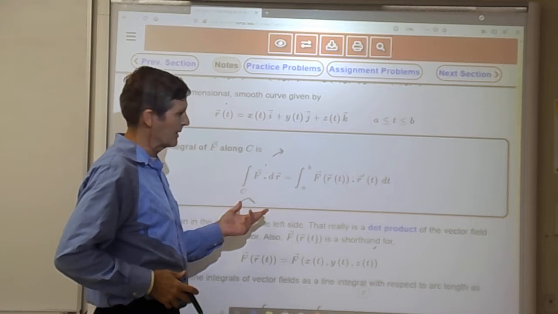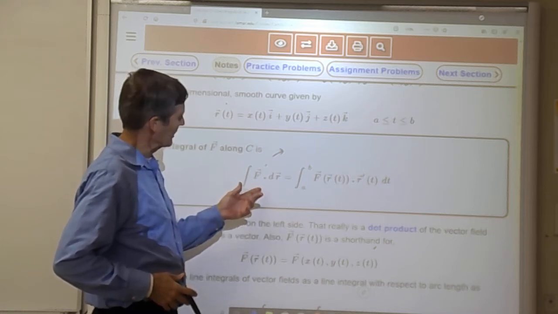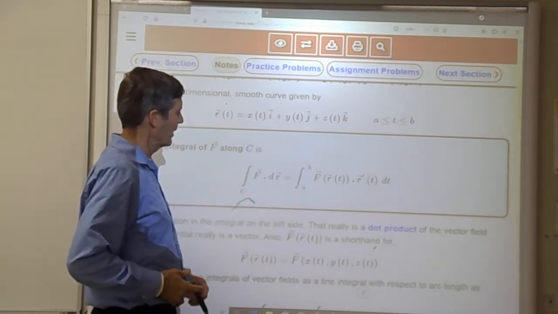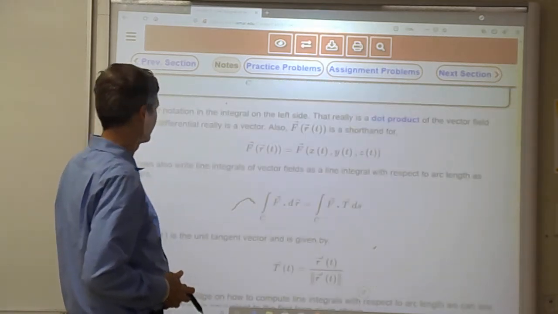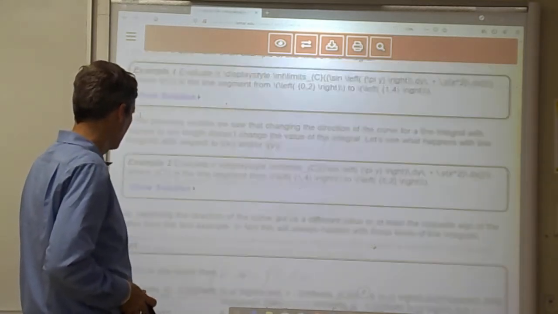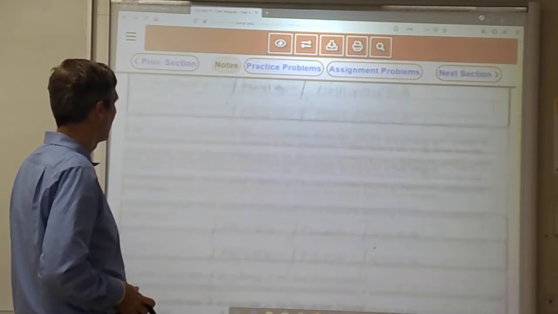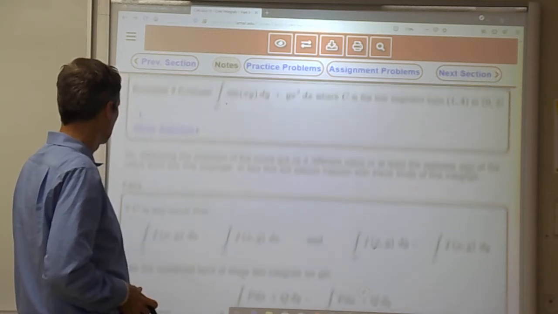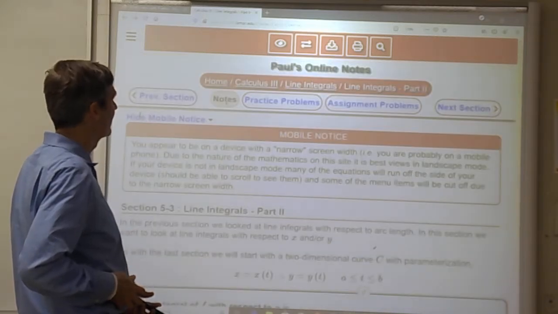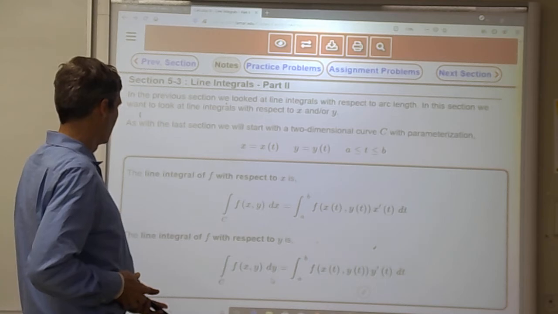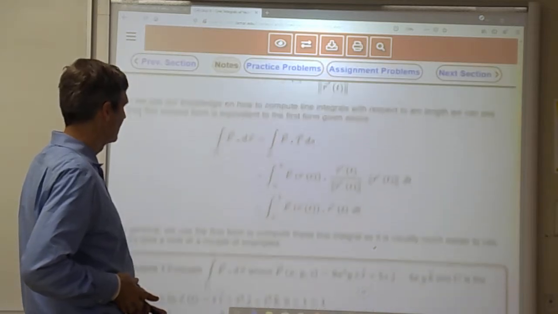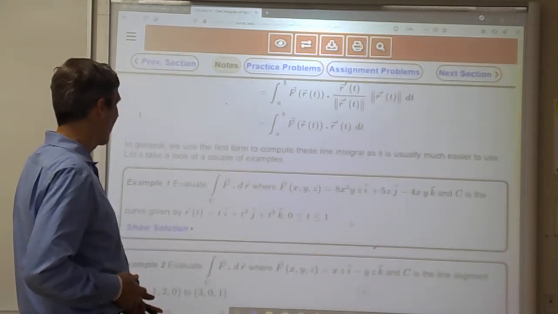Alright, so two types of line integrals: the scalar line integral, which is the one we just did an example of, and the vector line integral, which is defined in terms of the scalar line integral, can be evaluated this way, f dot r prime dt. Alright, so here's an example.